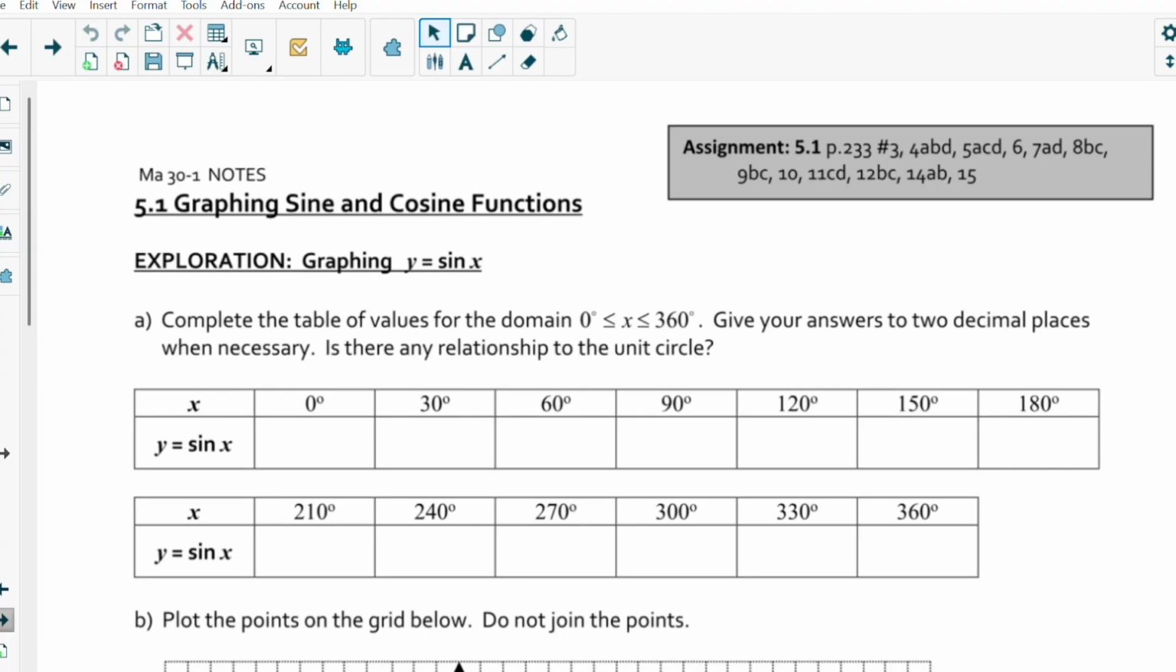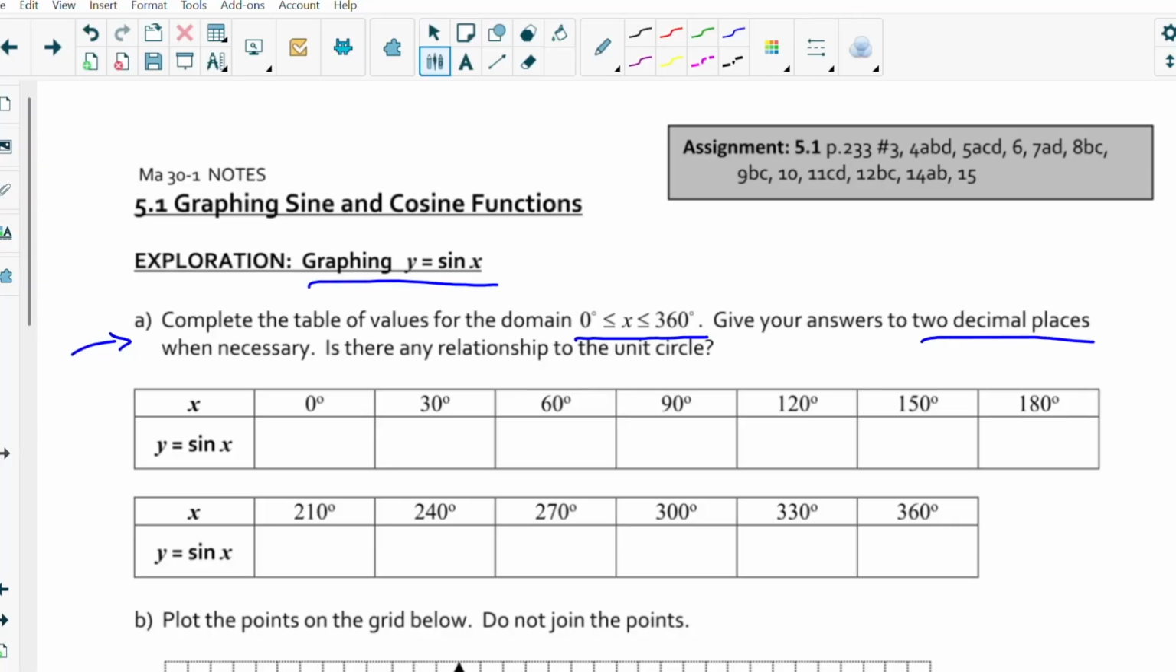Let's explore the graphing of sine and cosine functions. So exploration, graphing y equals sine of x. We are going to do this, folks. We are going to graph y equals sine of x. So let's build on this first by thinking about this. Complete the table of values for the domain x is greater than or equal to 0 but less than or equal to 360. Give your answers to 2 decimal places when necessary.